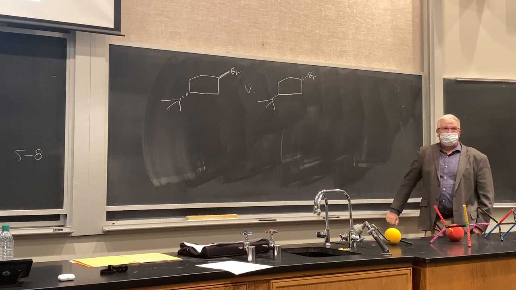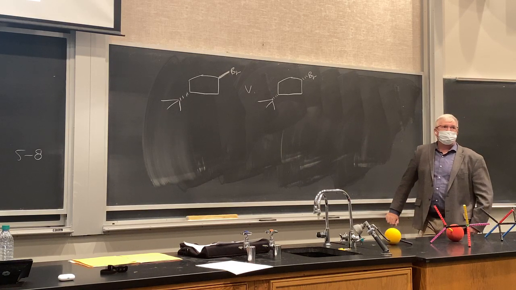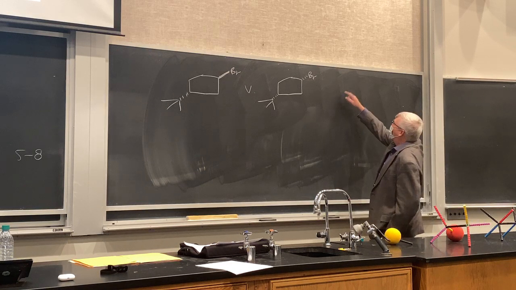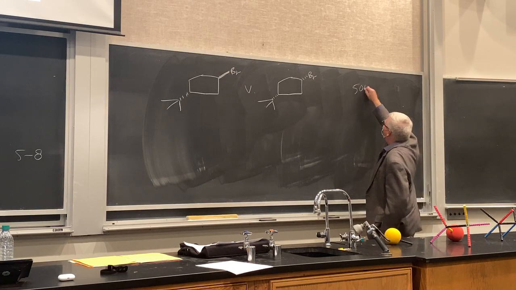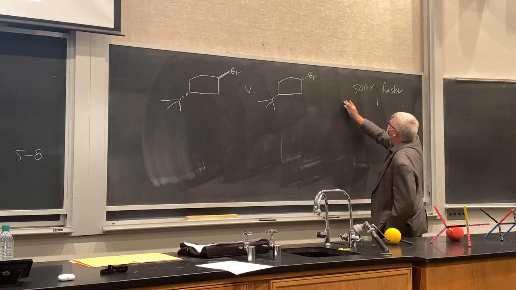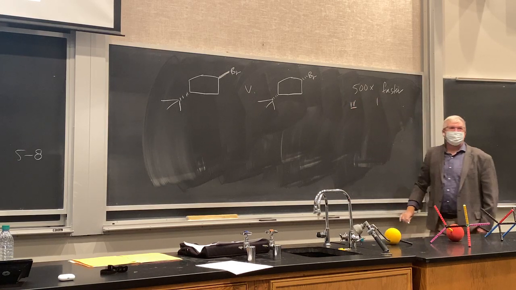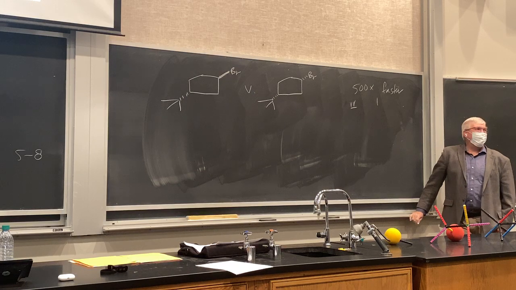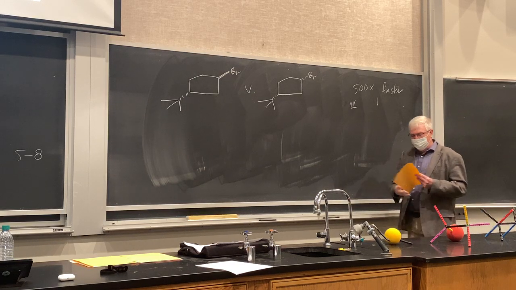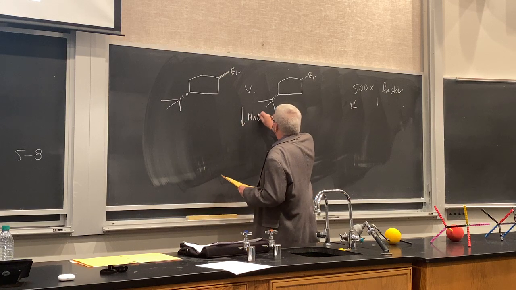But the relative stereochemistry, the cis-trans stereochemistry, will say something about the kinetics. One of these is 500 times faster than the other. So the relative rates of the reaction are 500 to 1. Which one reacts 500 times faster here with sodium ethoxide?